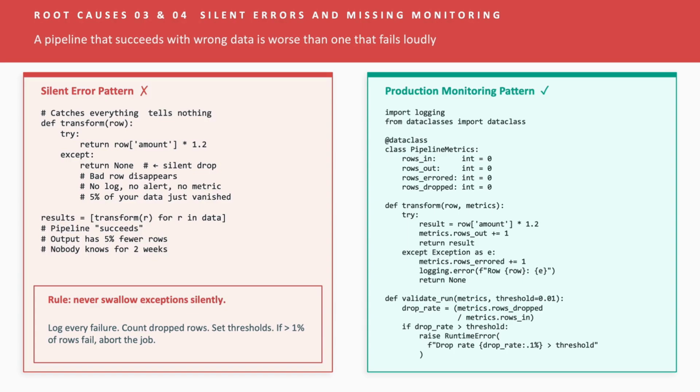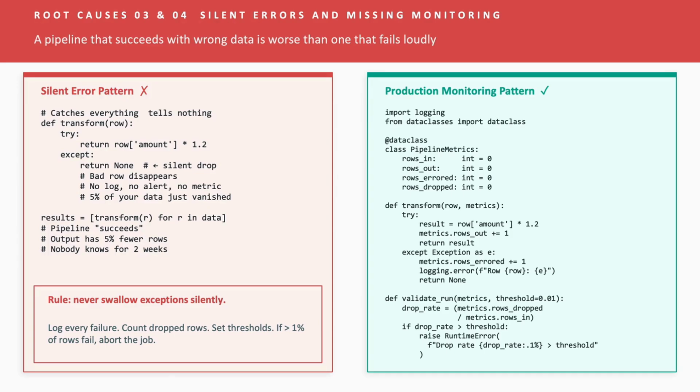Look at the right panel, the production monitoring pattern. A pipeline metrics data class tracks four numbers: rows in, rows out, rows errored and rows dropped. Every time a row fails, we increment rows errored and log the specific error. At the end of every run, we call validate_run, which checks the drop rate against a configurable threshold. If more than 1% of the rows fail, we raise and abort. So this means that the pipeline now fails loudly when data quality degrades instead of silently accepting corrupted output. Root cause 4, which is non-monitoring, this is about monitoring the output.